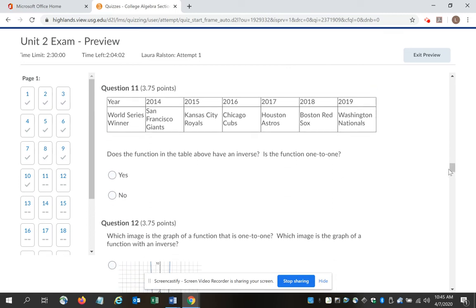Question 12 asks you the same thing, and I give you the table of the year and the World Series winner. It says, does the function in the table above, again, I tell you it's a function, have an inverse? Is it one-to-one? So I want to look for, is there a repetition in the y values? If I look, we have San Francisco, Kansas City, Chicago, Houston, Boston, and Washington. There is not a repeat in the y values. Therefore, that function is one-to-one and would have an inverse.